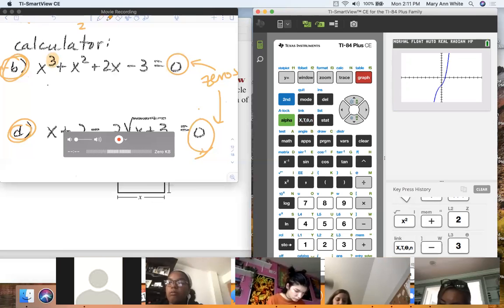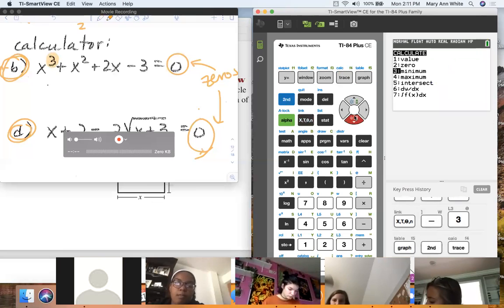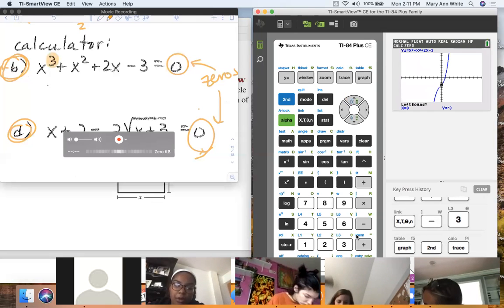So I'm going to find that intersection. So I'm going to go to second trace. I'm not finding the intersection, I lied. I'm finding the 0. I'm finding where it intersects with the x-axis. So I'm doing 0. And I'm going to say, this is left of it.